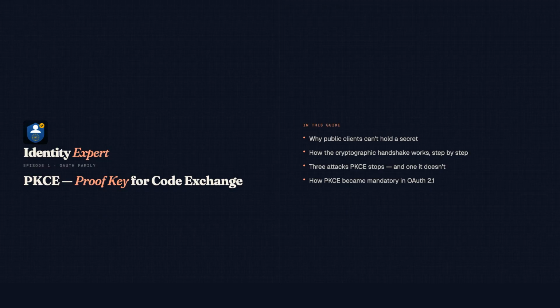In this guide: why public clients can't hold a secret, how the cryptographic handshake works step by step, 3 attacks PKCE stops, and 1 it doesn't, and how PKCE went from RFC 7636 to mandatory in OAuth 2.1.